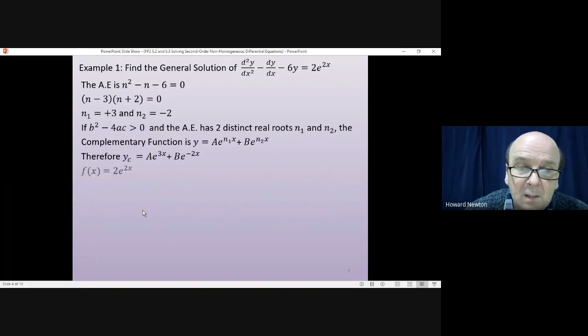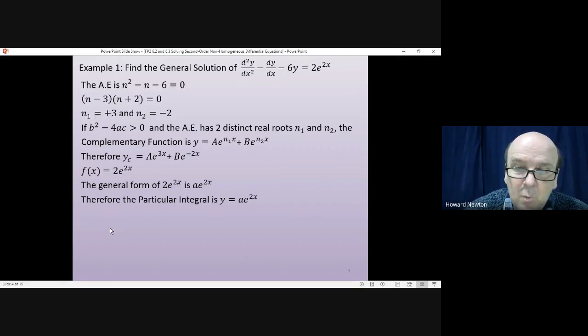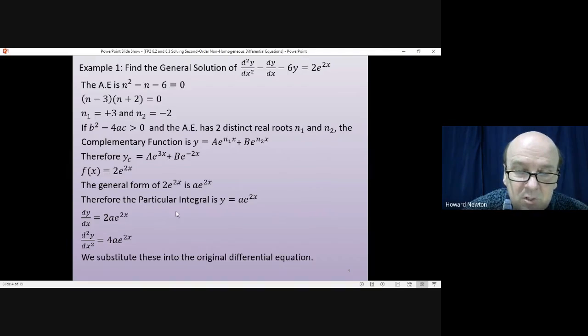Now we need to look at this function here on the right-hand side, and we need to take the general form of that. Well, the general form is Ae^(2x). That means the particular integral will be y equals Ae^(2x). Differentiating that gives us this. Differentiating the second time gives us this. And then substituting these three things into the original equation will give us this.